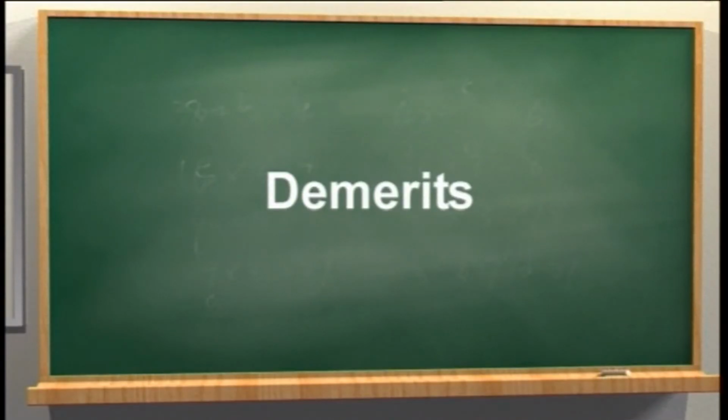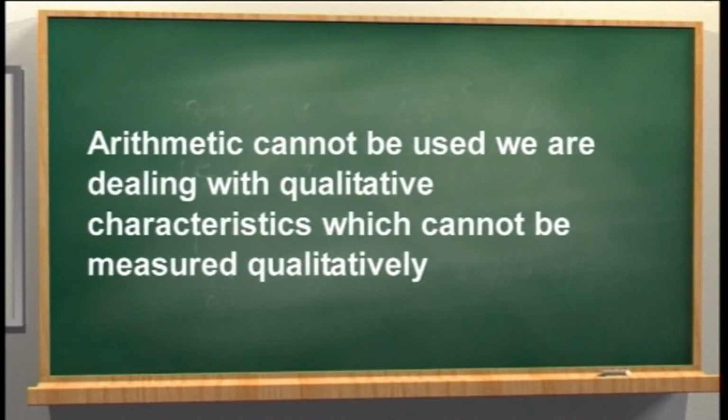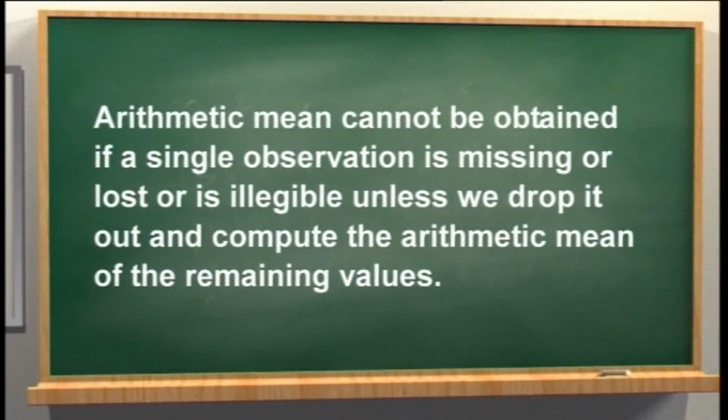With regard to demerits, it cannot be determined by inspection, nor can it be located graphically. The arithmetic mean cannot be used when we are dealing with qualitative characteristics which cannot be measured quantitatively, such as intelligence, honesty, beauty, etc. The arithmetic mean cannot be obtained if a single observation is missing or lost or is illegible, unless we drop it out and compute the arithmetic mean of the remaining values.